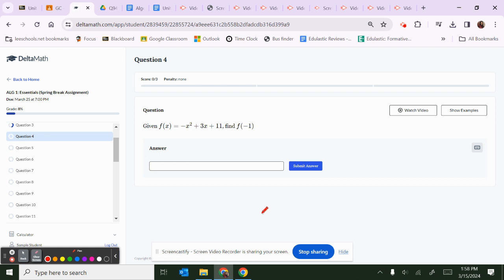All right, guys, here's some support on question number 4 on your spring break activity. When you're doing this question, it says given f of x is equal to this equation, find f of -1. So essentially, this -1 is replacing your x. That means that anywhere I see x, I'm gonna put that -1.